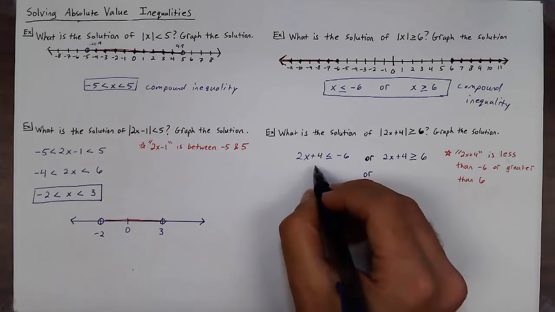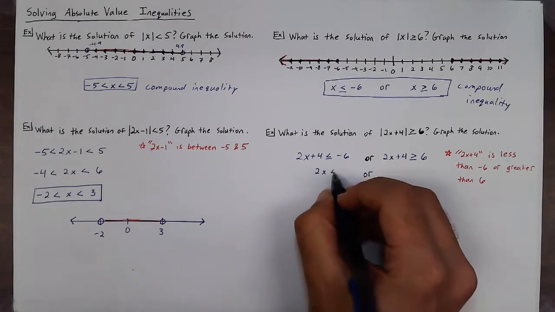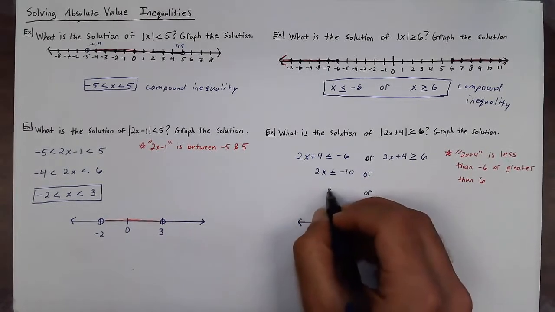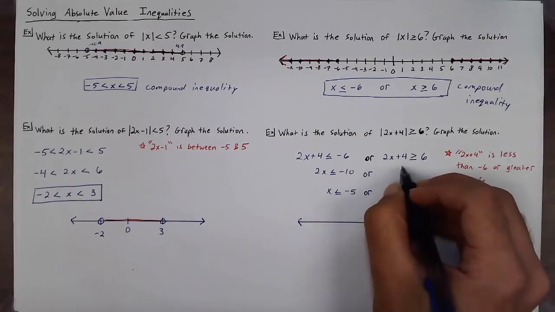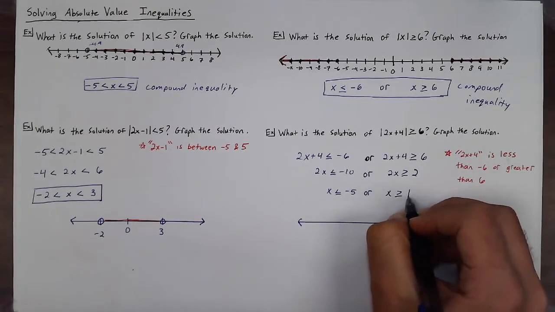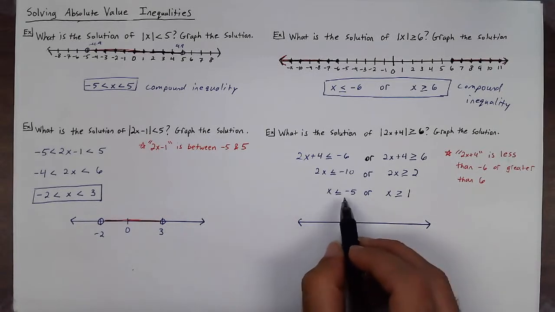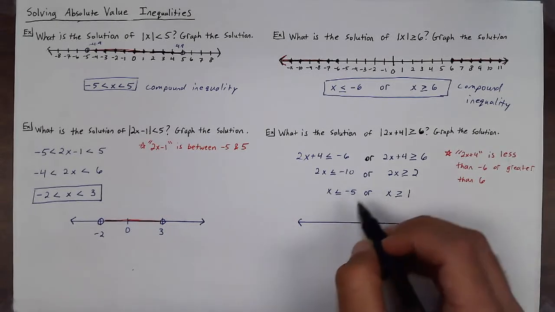And I can solve both of these inequalities by subtracting 4 and then dividing by 2, leaving us with a compound inequality: x is less than or equal to -5, or x is greater than or equal to 1.